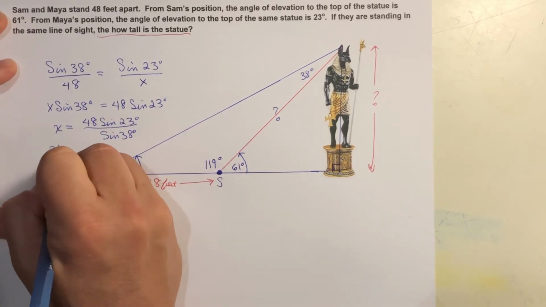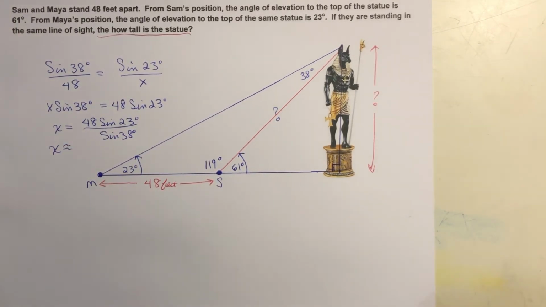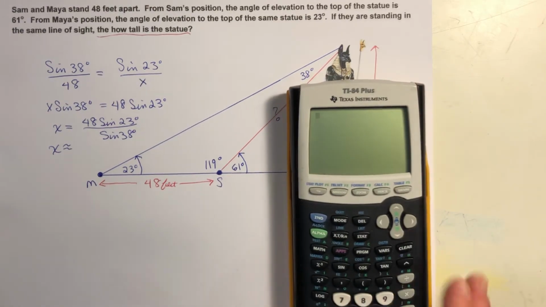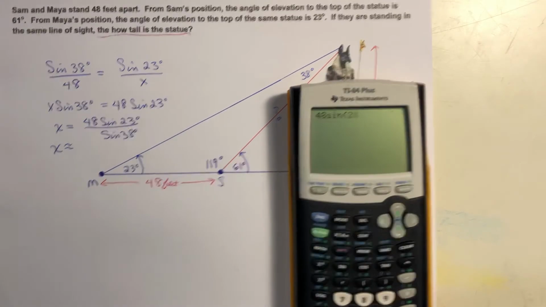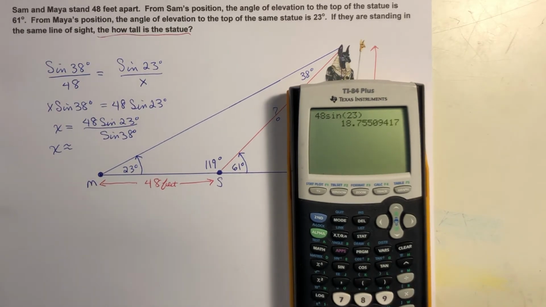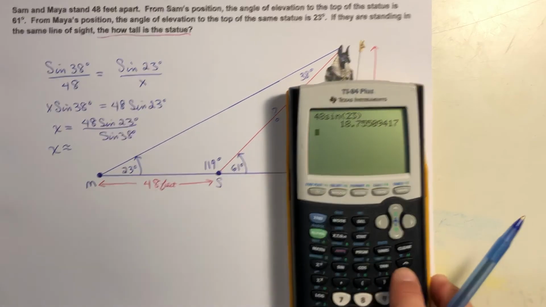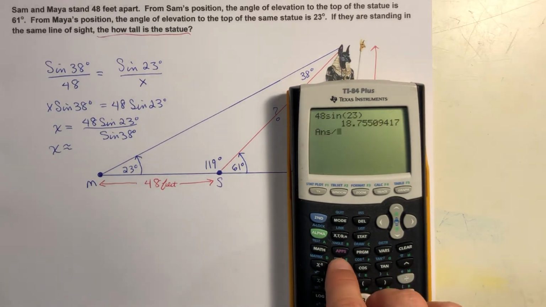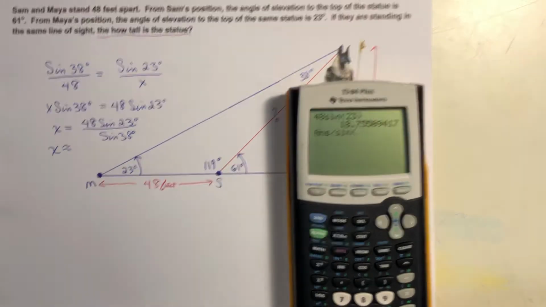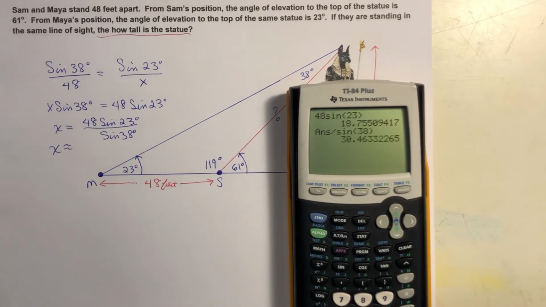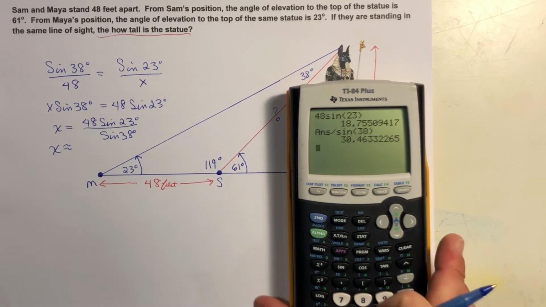Okay, so now here's where I take out my calculator. I'm going to approximate these values. So here we go. 48 sine 23, close it, and that's about 18.76, right? But now that's my numerator. I still have to divide by the sine of 38. Right, sine of 38 degrees, close it up. All right, so I'm getting about 30, let's call it 30.46.